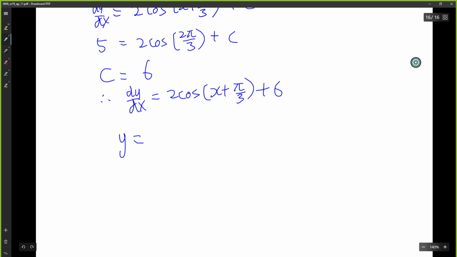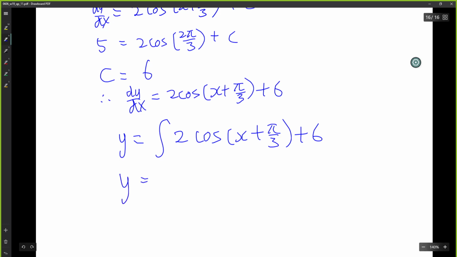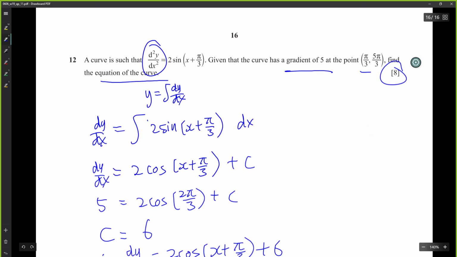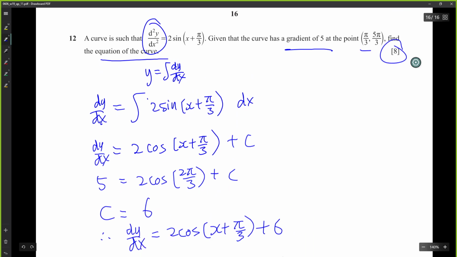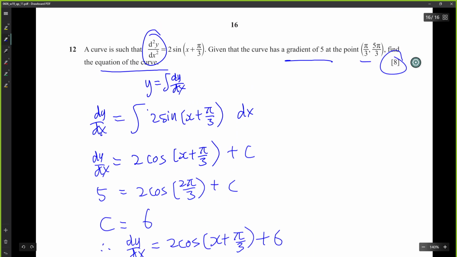So y will equal to integrate dy dx, isn't it? Like what I say. So your dy dx here will be 2 cos x plus pi over 3 plus 6. Alright, so y equals to integrate cos give me negative sine. Negative 2 sine x plus pi over 3. Like what I say, multiply 1, I will ignore it. 6x plus d. Because just now I used c already, I want to make sure I don't use d. And for 8 mark question, I must be very careful about any exact value thing like this or not, because sometimes they will trap you by that.